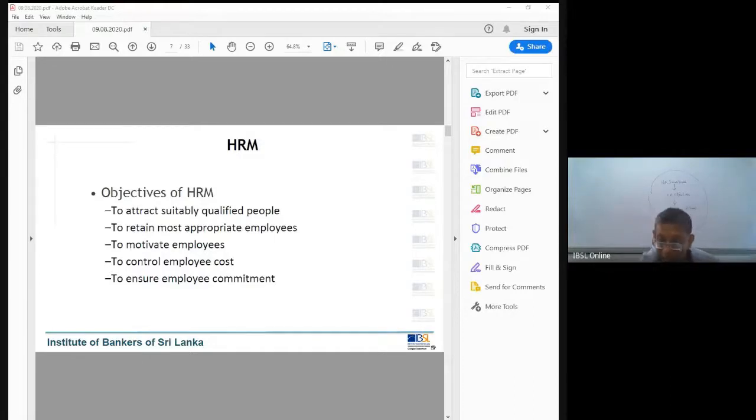Now you are going to select the best out of the best. So that is what you call selection, right? So there are two things. If your recruitment is good, your selection is good.